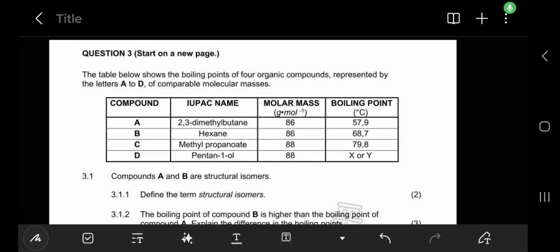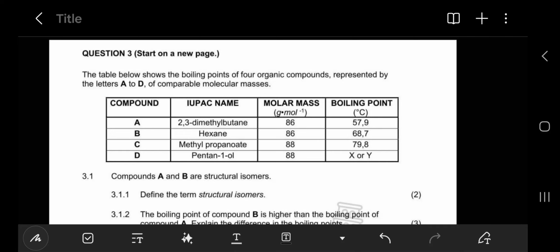Our third practice problem for intermolecular forces of organic chemistry. Here we've got question 3 that says, the table below shows the boiling points of 4 organic compounds, represented by the letters A to D, of comparable molecular masses.